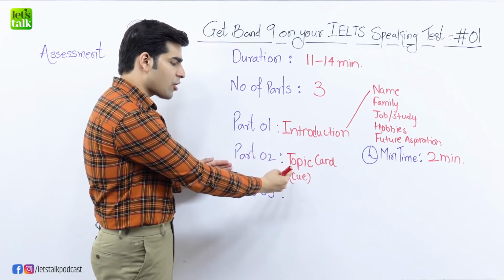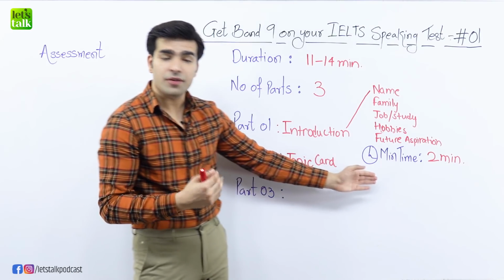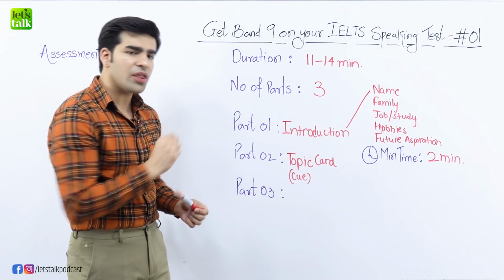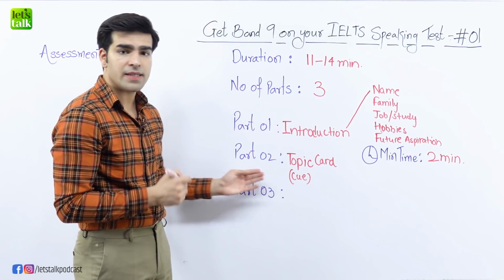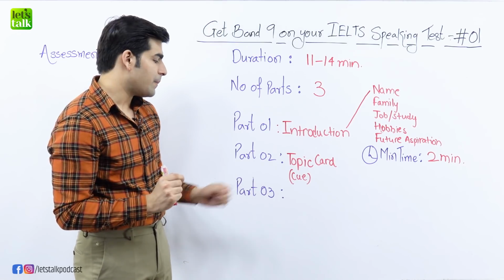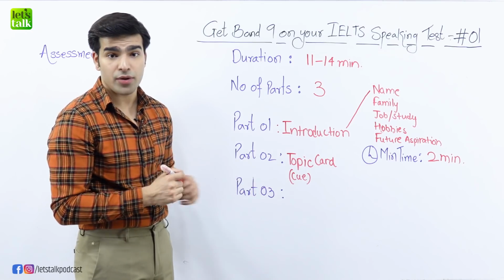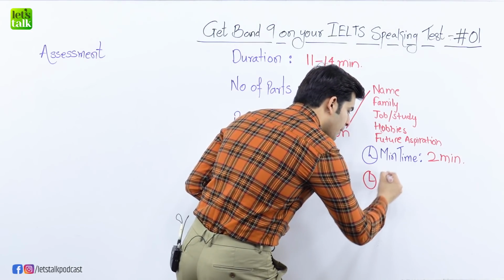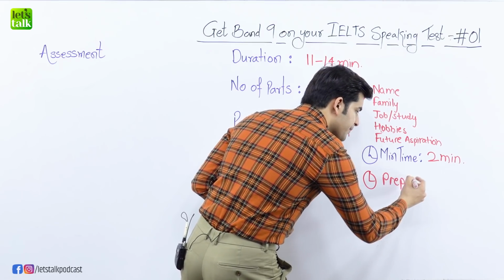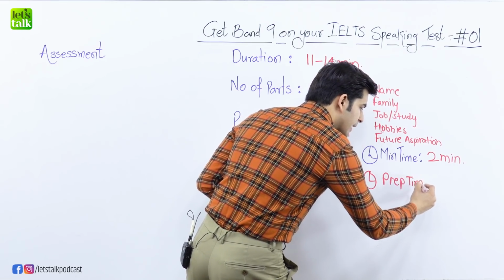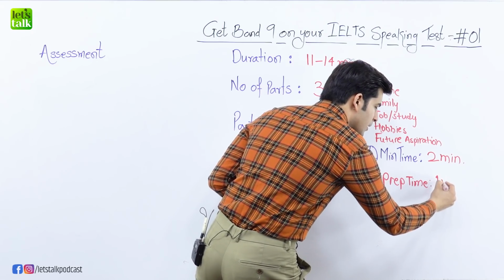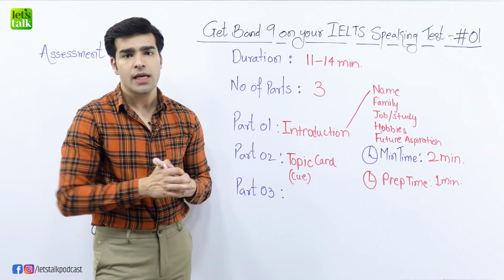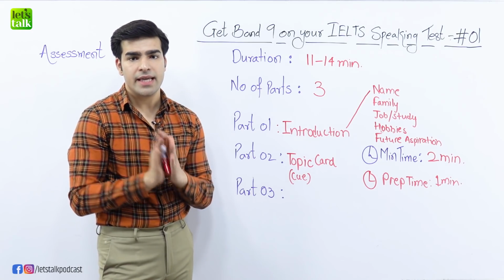So part 2 is about topic card. You get a topic. For this, you have to speak for a minimum duration of 2 minutes. Another very important thing that you have to keep in mind is you get preparation time in the topic card round. The preparation time, prep time, is 1 minute. Please make sure that you utilize this 1 minute basically to prepare better for the IELTS speaking part 2.